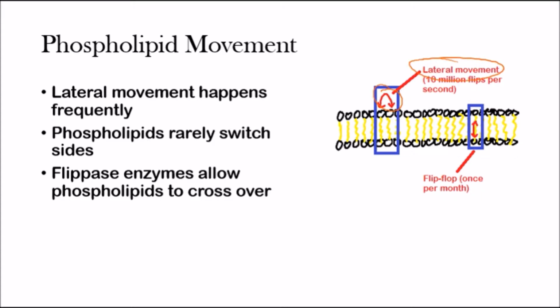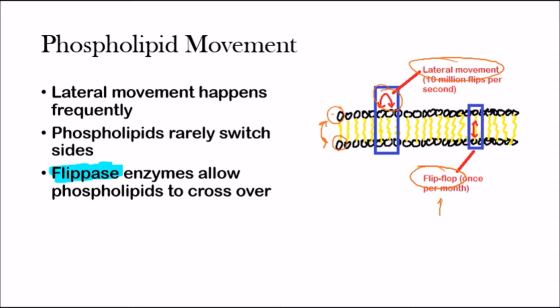However, in contrast to that, phospholipids rarely switch sides. This phospholipid and this phospholipid are never going to switch sides. This does not happen very often, okay? As you can see here, that's called a flip-flop motion, and I wrote that it happens only once per month, so it's very, very rare. However, if a phospholipid actually does want to flip sides and go through the flip-flop motion, the flippase enzyme can enable it to do that.